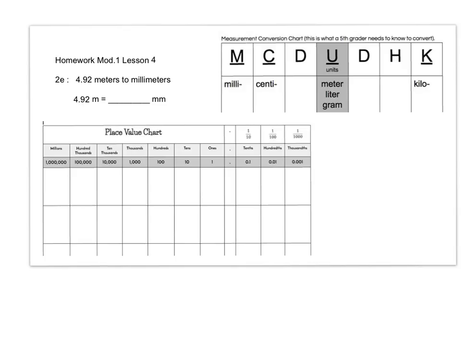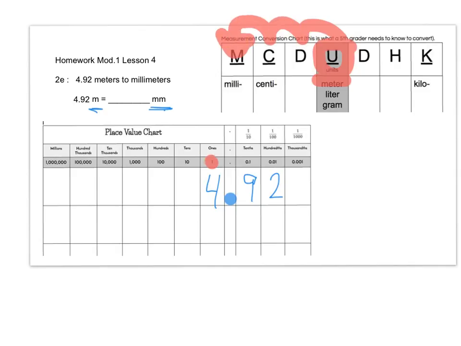And moving on to 2E in your homework problem. You're starting with 4 92 hundredths of a meter, and you want to change them to millimeters. So we're going to write the number on the place value chart first. 4.92, 4 92 hundredths, and we are going from meters to millimeters. So if we're going from meters, which is right here, and we're going to millimeters, we're going to the left 3 columns. So we're going to take this number and go to the left, 1, 2, 3.